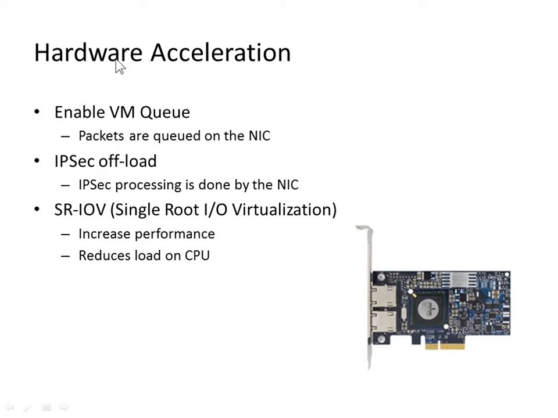Hardware acceleration includes enabling VM-Q, and what that does is packets are queued on the network interface card instead of on the physical host computer. IPsec offload is where IPsec processing is performed by the network interface card, and single root I/O virtualization gives increased performance and it reduces the load on the CPU. That's what all three of these items do. Of course, that assumes that the network interface card is capable of performing these hardware acceleration features.